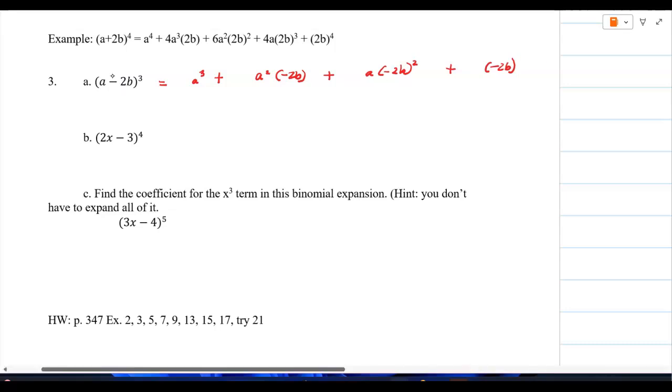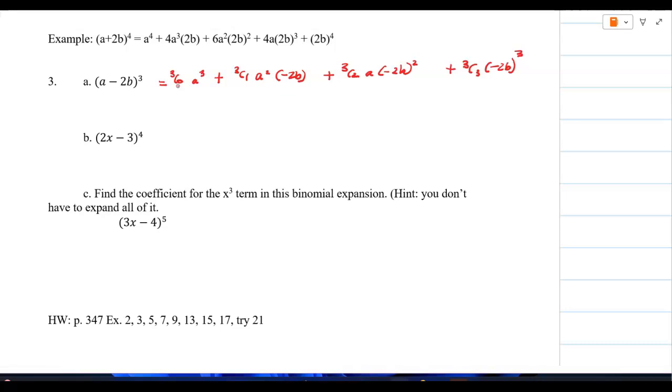But this is not it. You have to put 3C0, 3C1, 3C2, 3C3. Don't forget that. And then three things would be there: you'll have a combination, which is a coefficient, a term in a, and a term in b. Now what is 3C0? 3C0 would be 1.